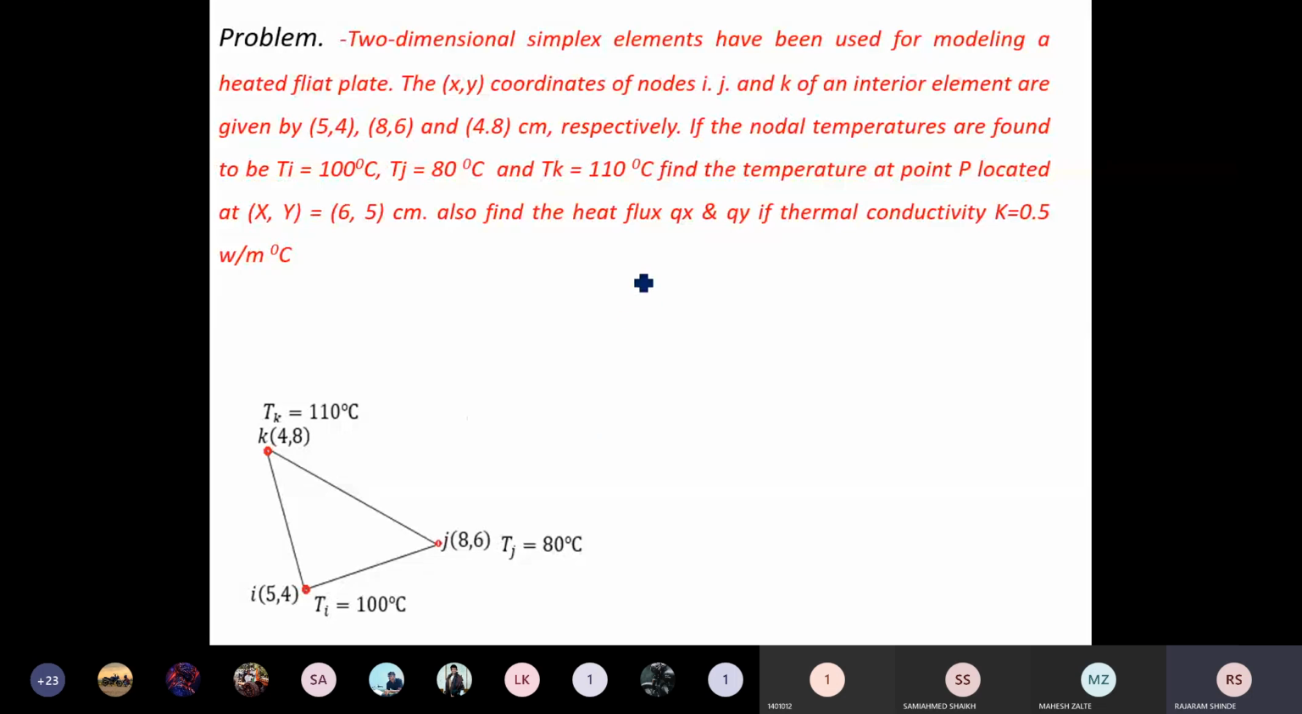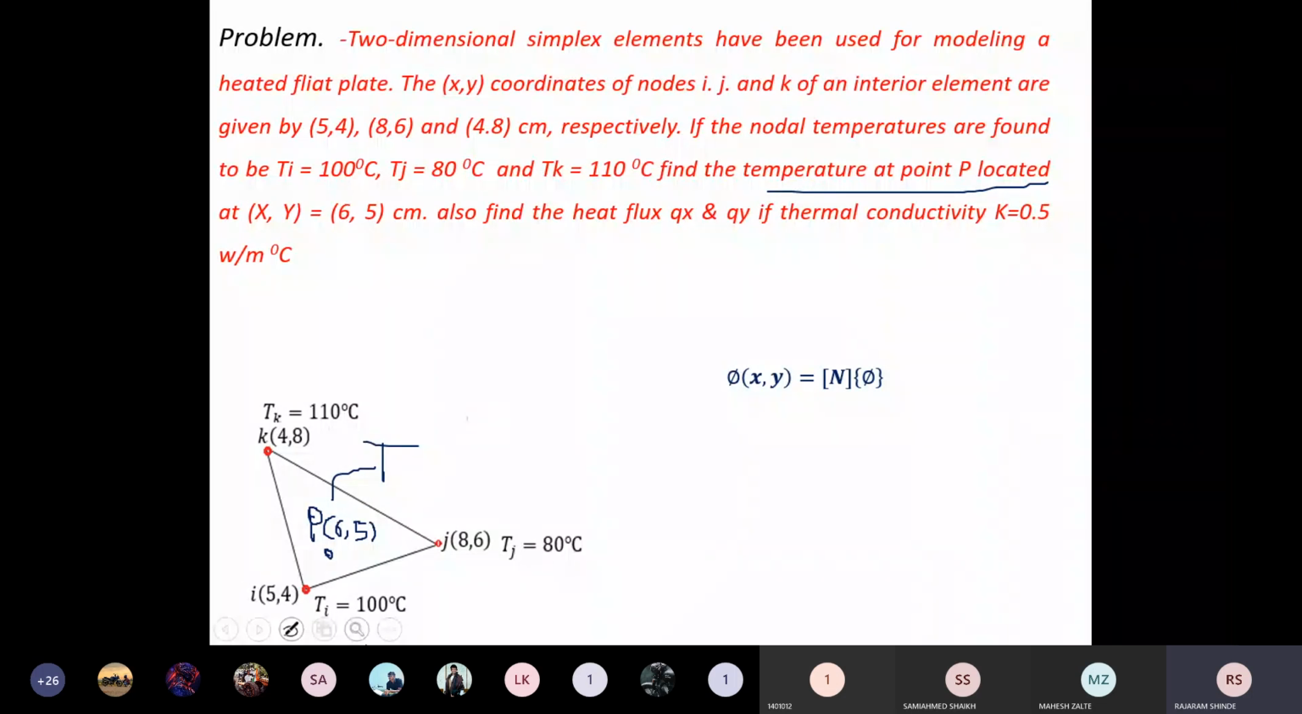Now you have the shape function equations. Before that I will show you, see here, this is phi. What we have to calculate here is the temperature at P located at 6, 5. See here, this is the point P inside the element, and 6 and 5 are the x and y coordinates of point P. You have to calculate the temperature at this point, that means the temperature T at the 6, 5 point.